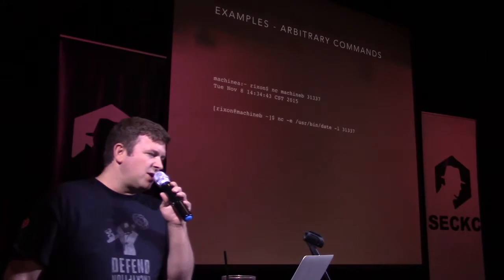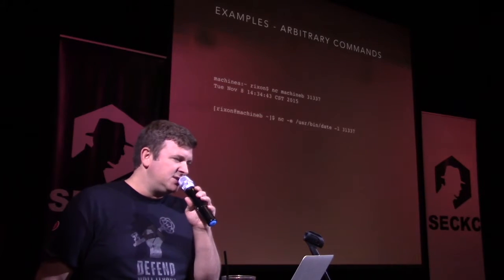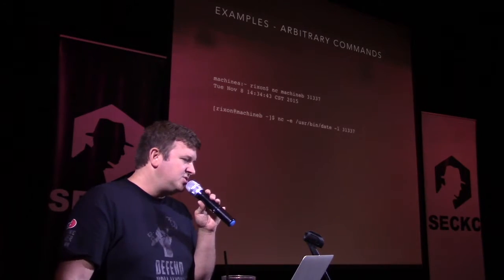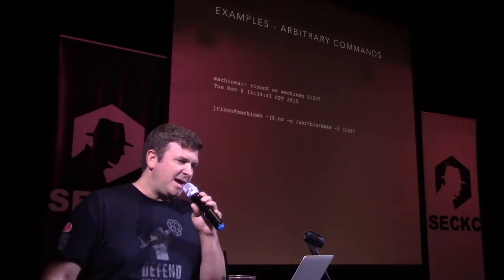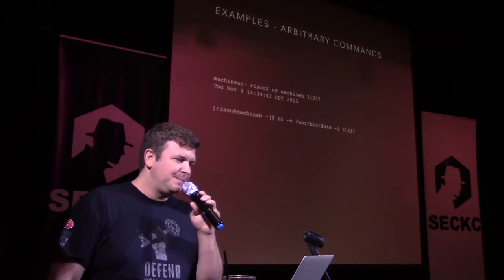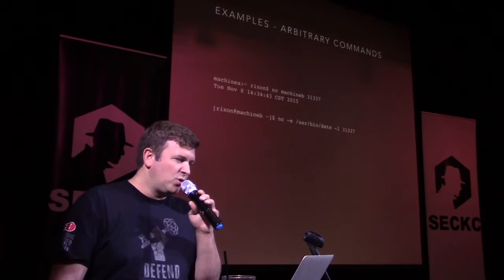You can run all sorts of arbitrary commands with the use of the -e. So if there's any common Unix utility and you want it to be network enabled, bam, netcat -e, path to the file, and the port that you want to listen on.